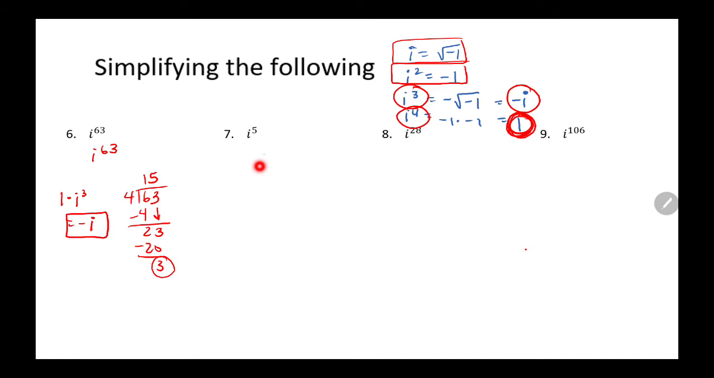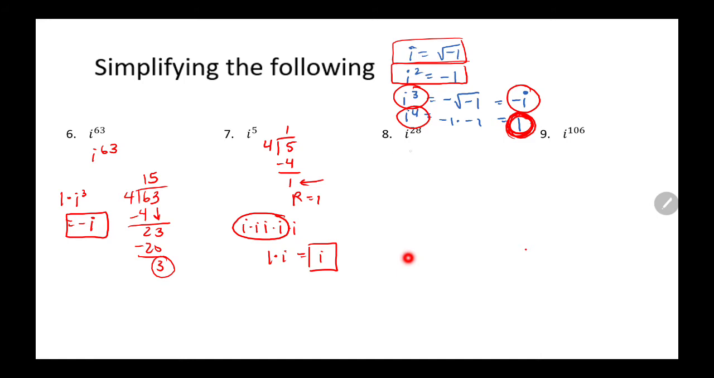So let's do this one. How many times does 4 go into 5? It goes in once, and we get a remainder of 1. So if it goes in once, then I've got my i. Let's visualize what's going on. So these 4 turn into just the number 1, and I'm left with 1 i left over. That's 1 times i, which is simply i.